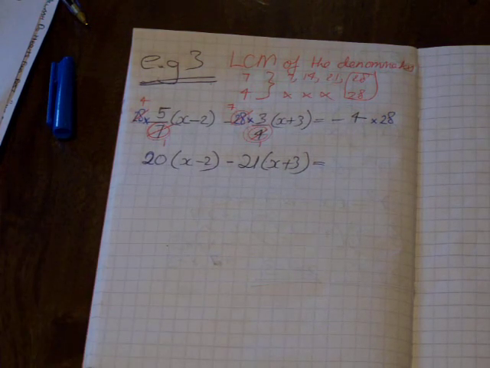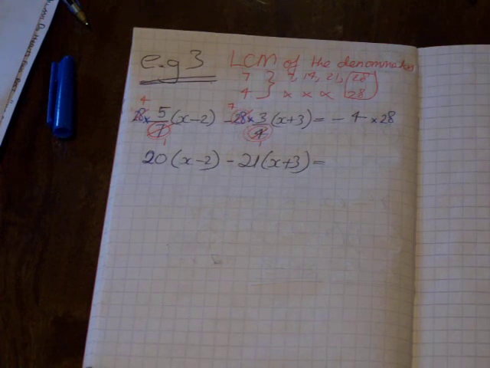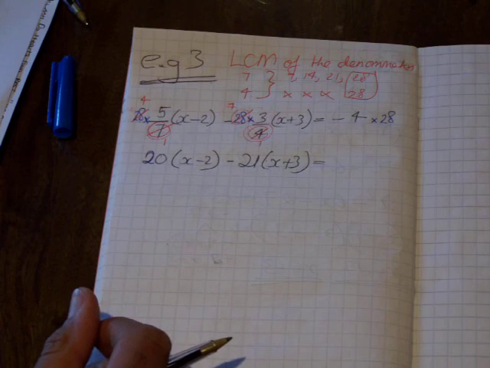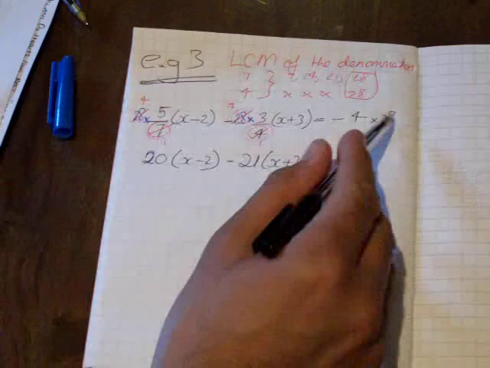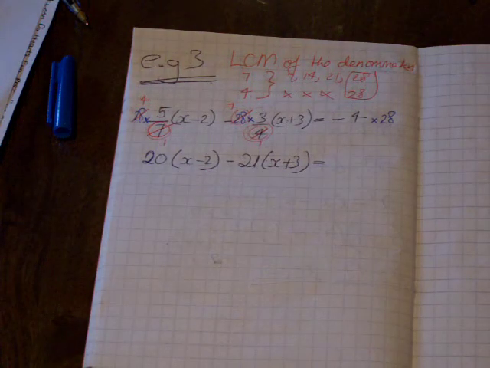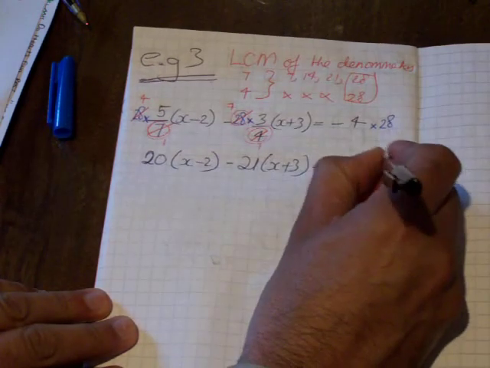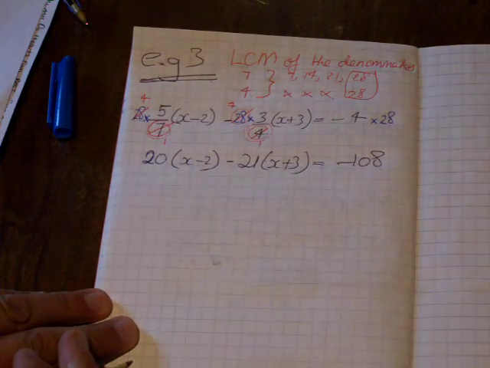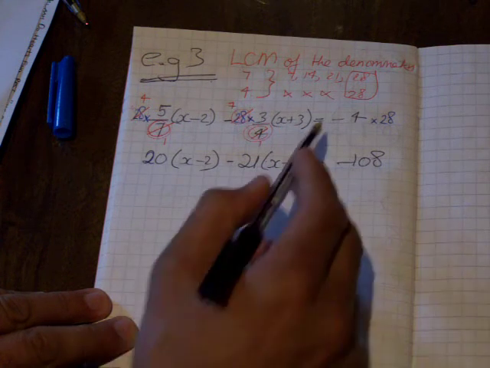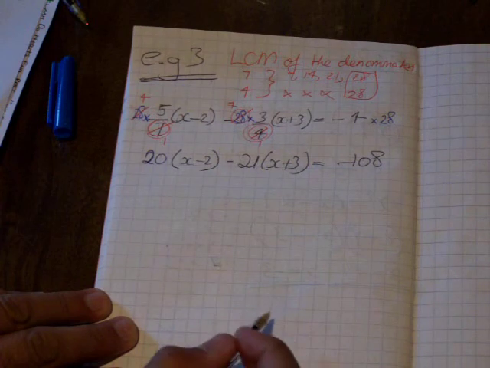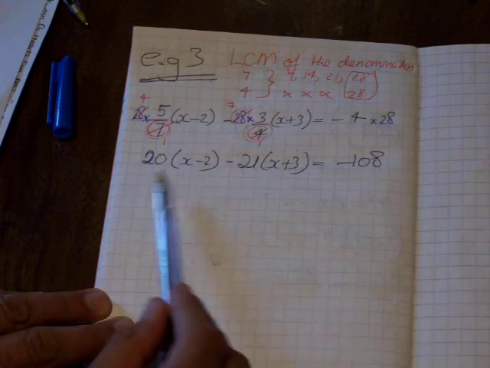And we have minus 4 times by 28. Well, minus 4 times by 20 is minus 80. And then you add another 28. So 80 and 28 will give you what? Minus 108. Okay, are we happy with that? Yeah. So 80 and then add another 28 will give you minus 108.